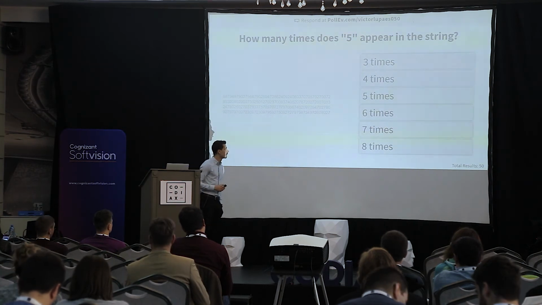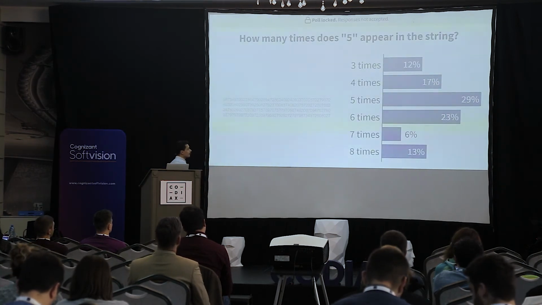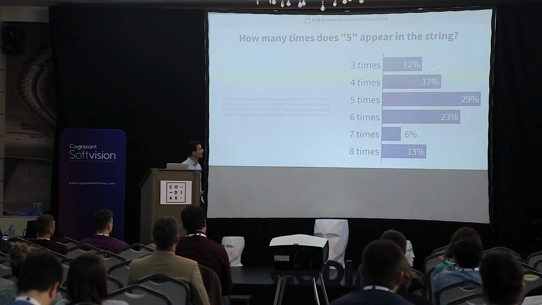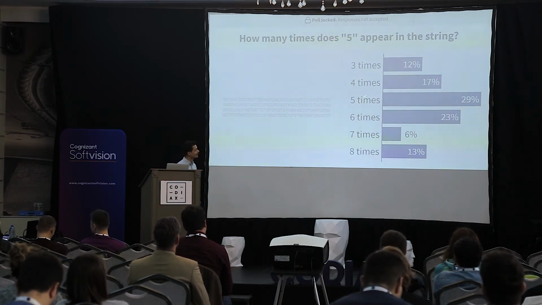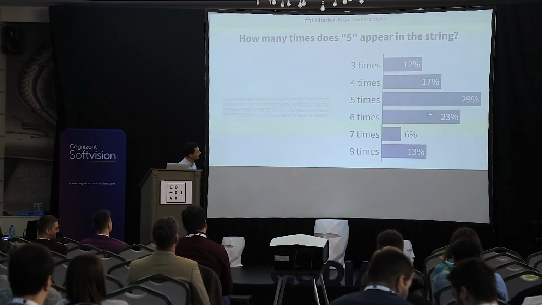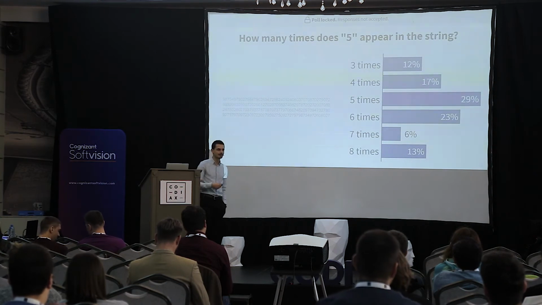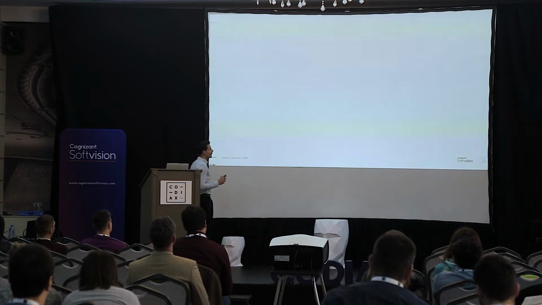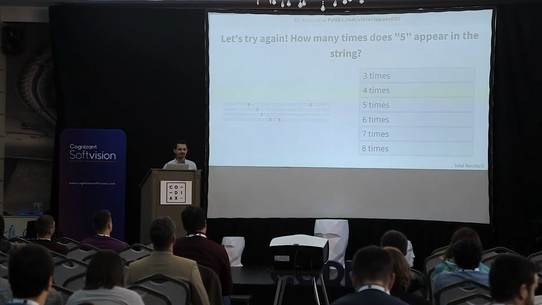Okay, let's see. So 29, oh wow, that's a pretty nice distribution. 29% of you have said it's 5 times, then 6 times 23%, 4 times 17%. Okay, I won't tell you the answer, but I'll ask you to try again.